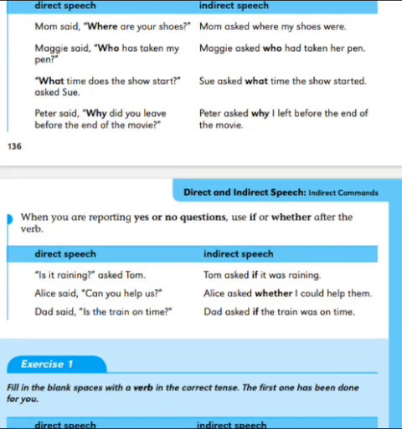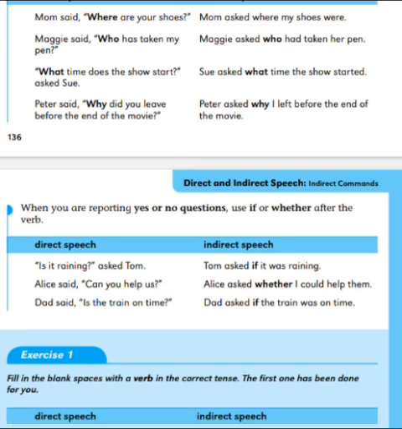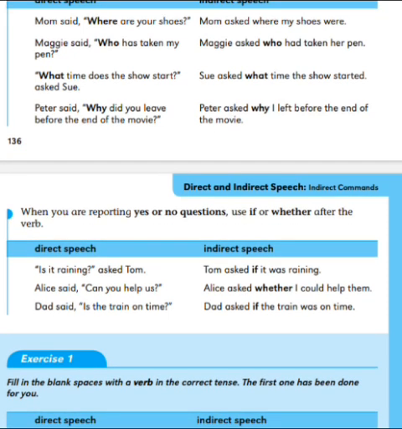Direct and indirect speech: questions. When you are reporting yes or no questions, use if or whether, often after the verb. Direct speech: "Is it raining?" asked Tom. Tom asked if it was raining. Alice said, "Can you help us?" Alice asked whether I could help them. Dad said, "Is the train on time?" Dad asked if the train was on time.